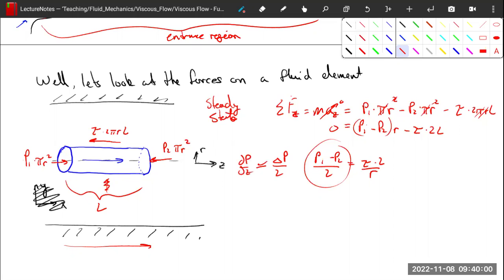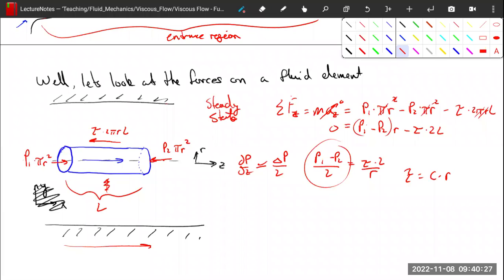Now, we know that tau is equal to some constant times our radius. Our shear stress, we know this because it's 0 in the middle and it's a maximum at the wall. And we can actually solve for this. We know that tau is equal to some constant times the radius.